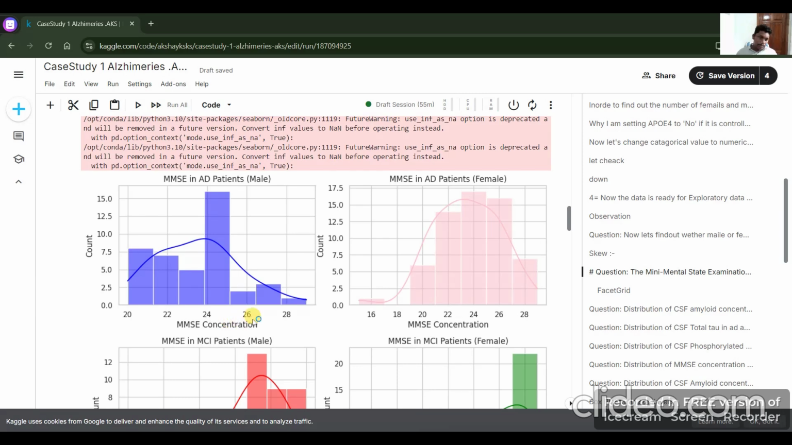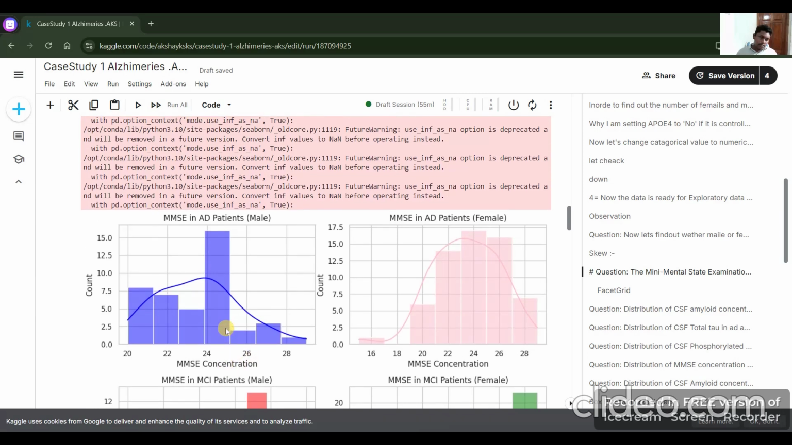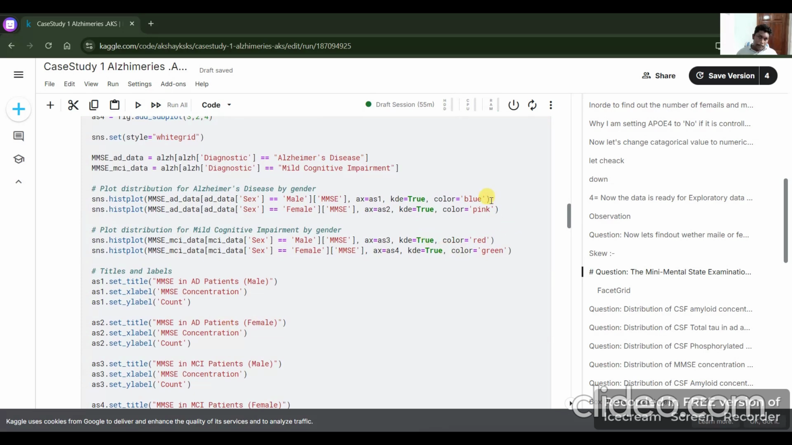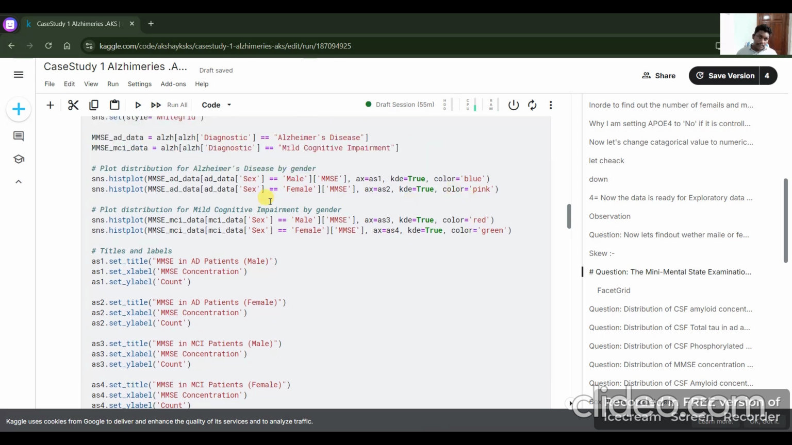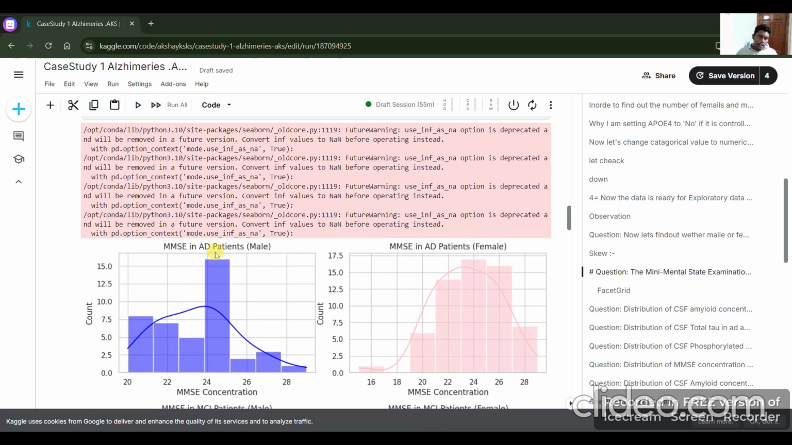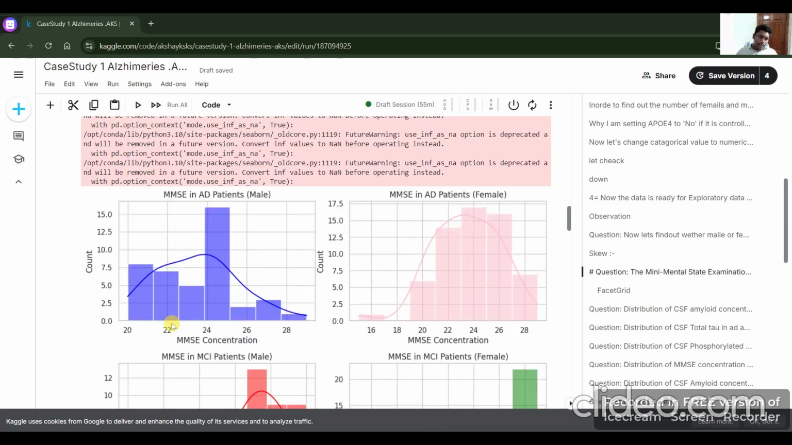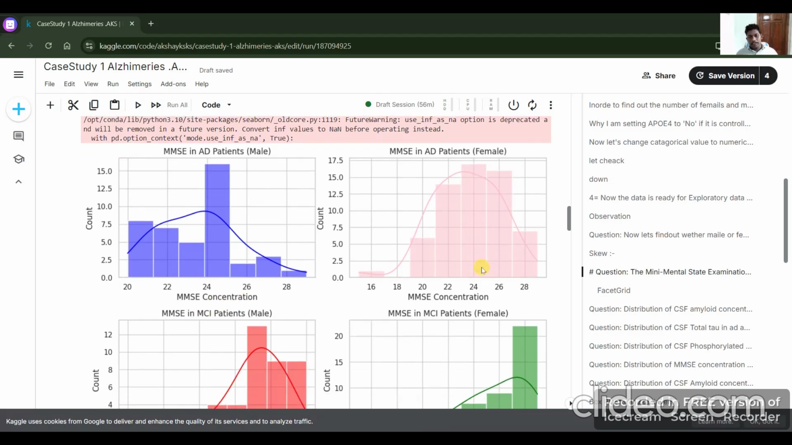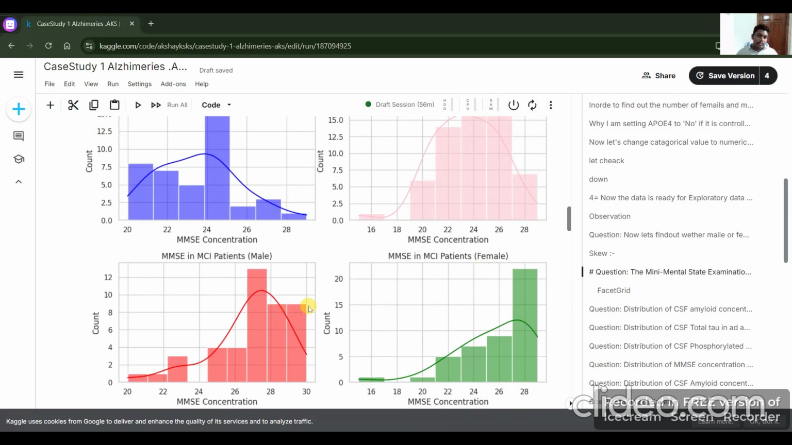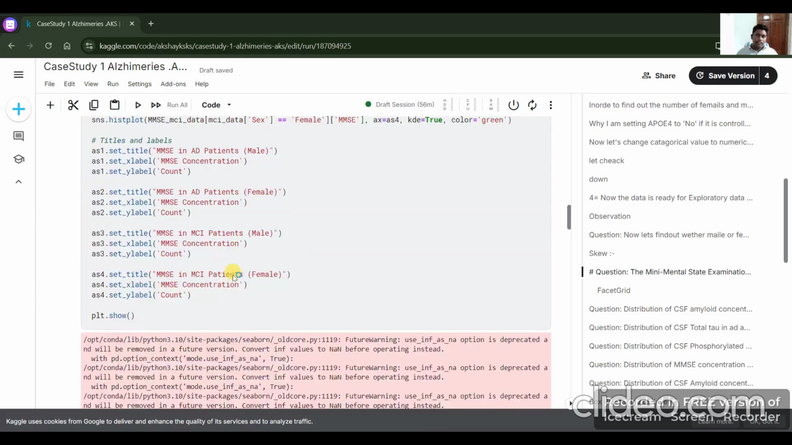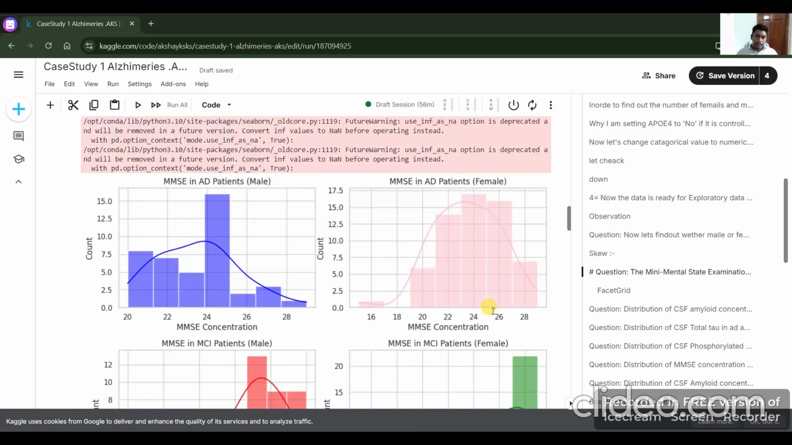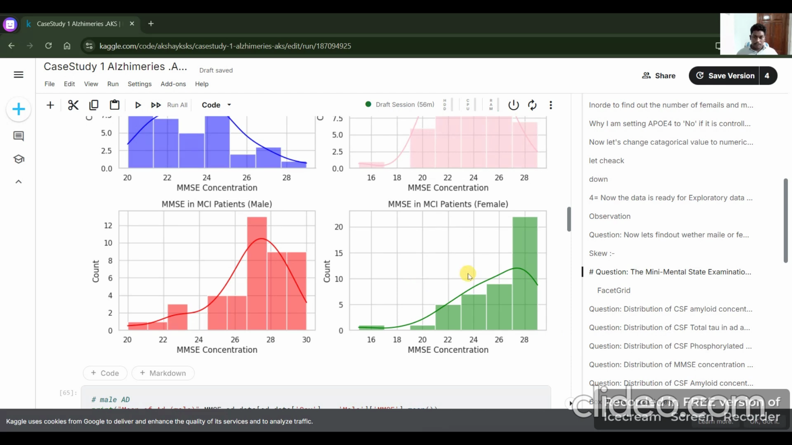MMSC, blue color, male Alzheimer's disease AD patients count MMSC, and the pink color is female, and MCI group is male. This red color is male and green color is female. We can see the graph variation.